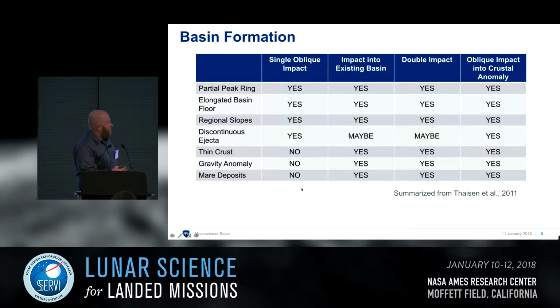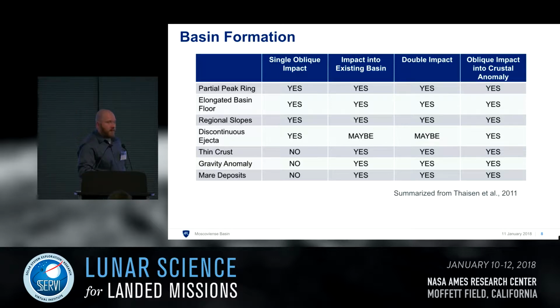So a couple of additional hypotheses came up to explain this. One is that it impacted into an existing basin. This basin has been coined by Chuck Wood as the Apollo-Zoo Basin. And by having a coincident location for Moscoviense in this other basin, you can get these similar features. Thiessen et al. also proposed a double impact.